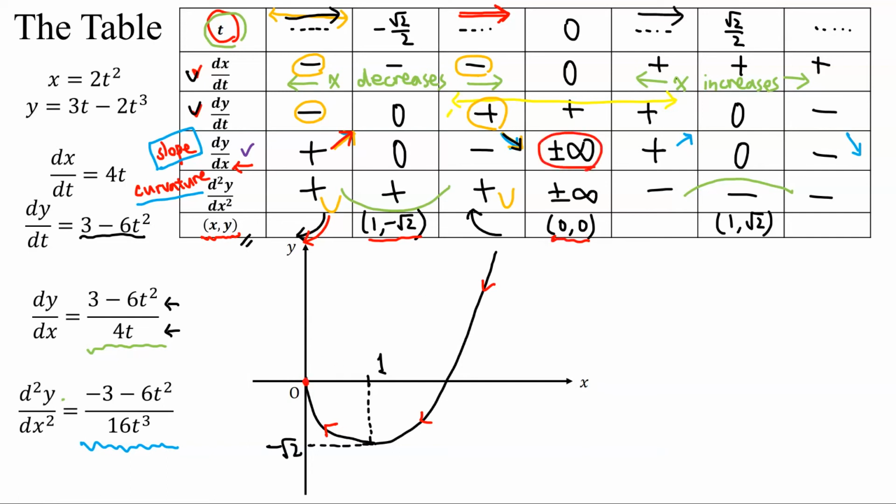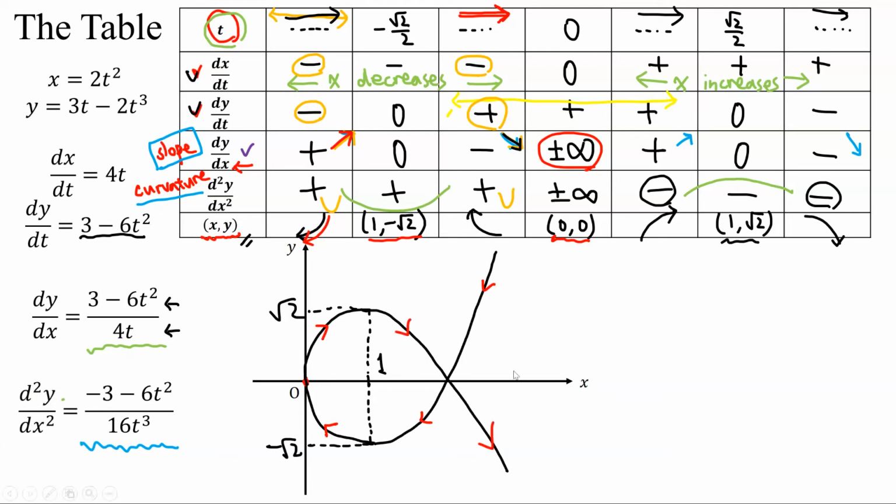Then in here, x increases, y increases, and the curve is now concave. So it moves like this and reaches 1, square root of 2. So the points move like this. And then here, x increases, y decreases, and the curve is concave, so points move like this. And we finally obtain this curve.